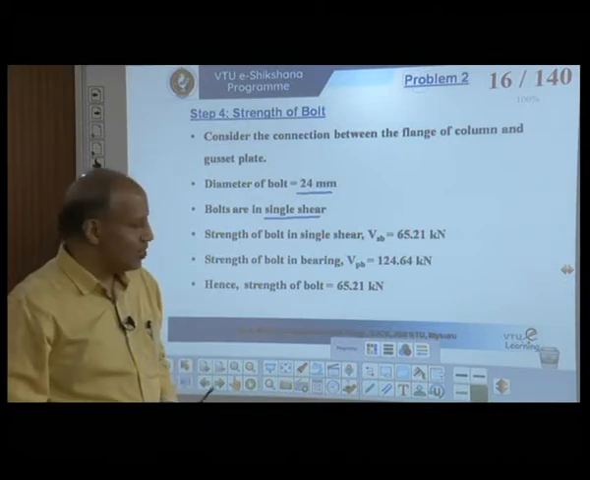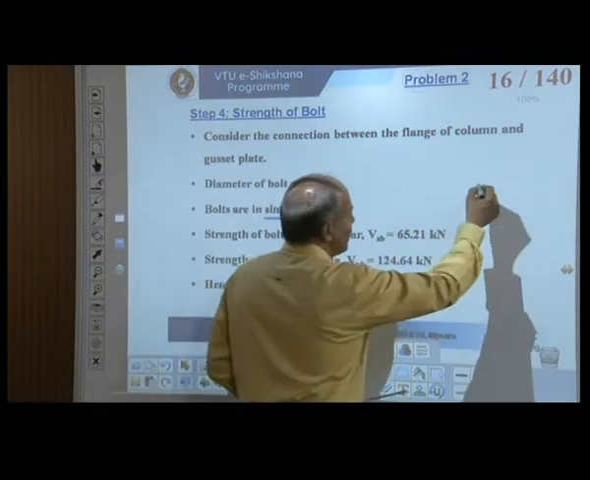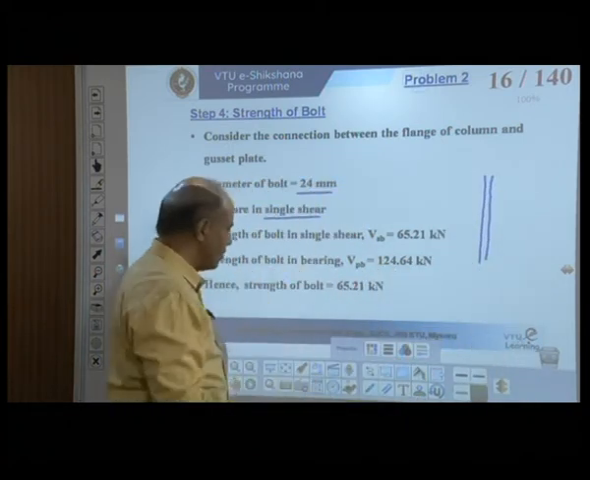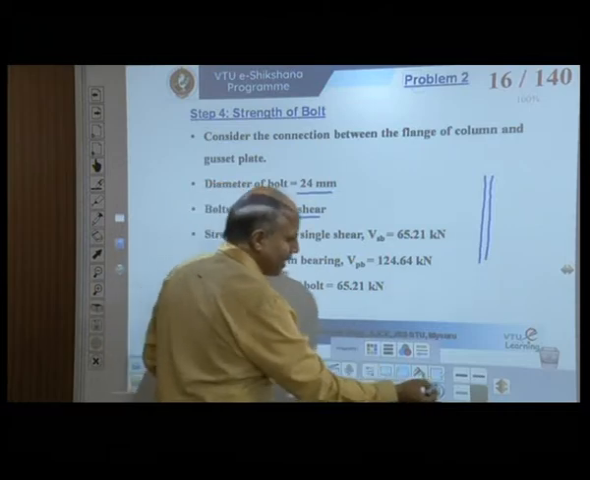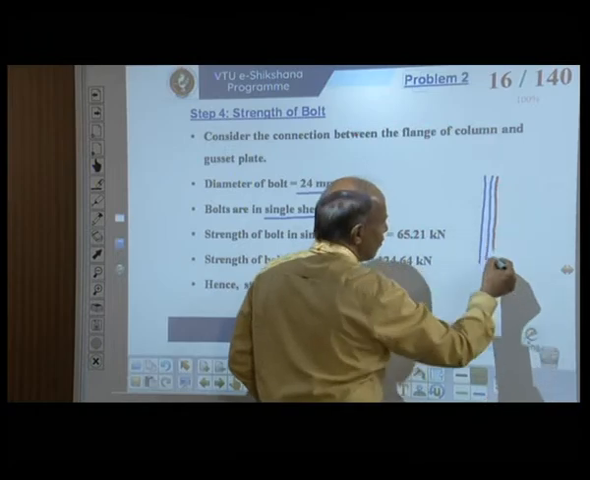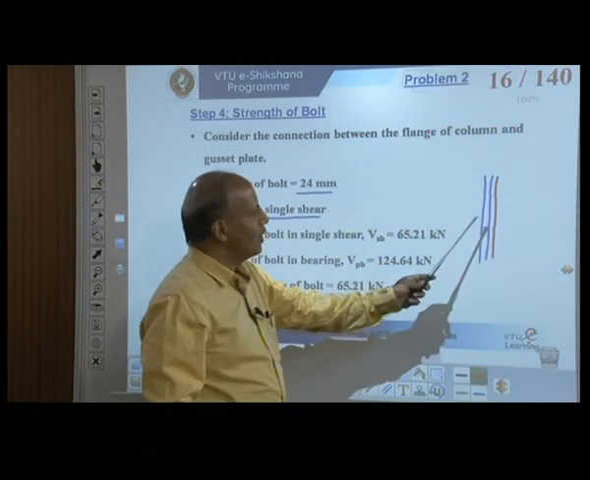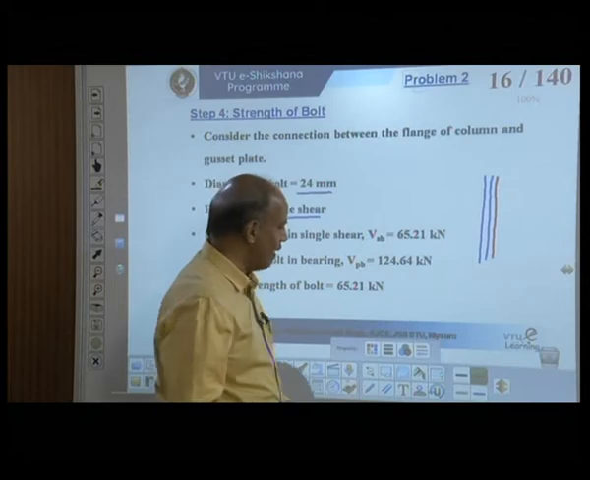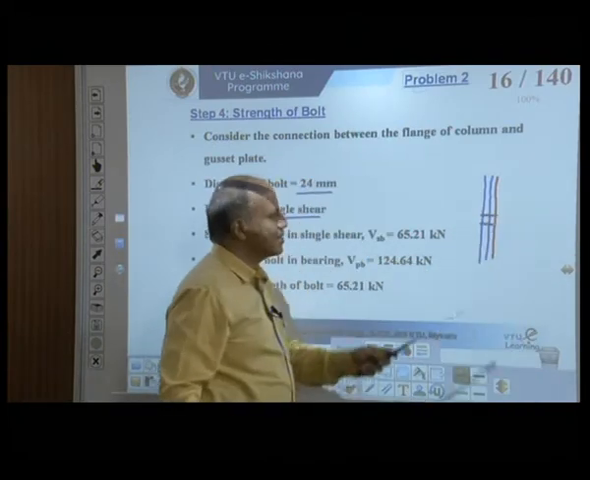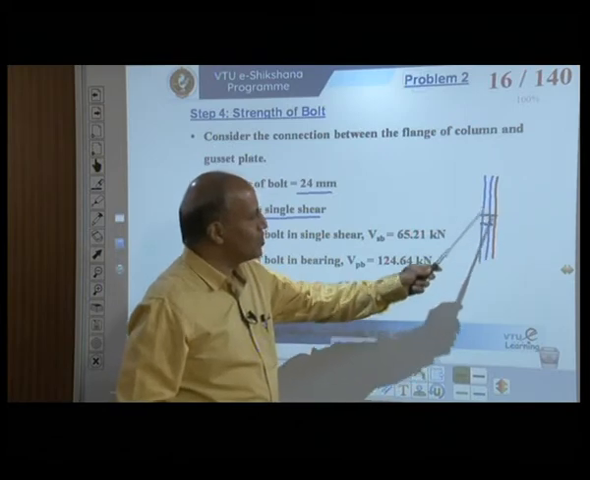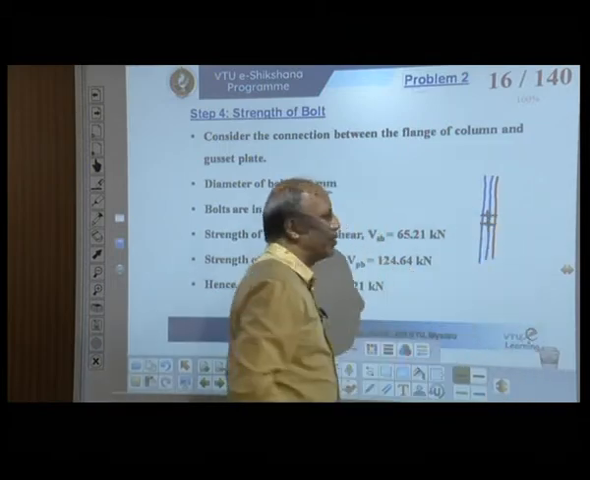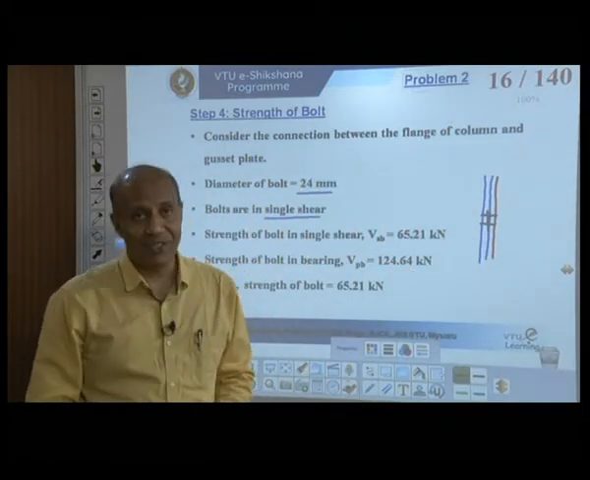Why do you say that it is single shear? So, we just try to check. That is the gusset plate that we have here. Beside the gusset plate, we will be having the column flange. If I connect a bolt here, the bolt fails at the intermediate point. So, obviously, it is in single shear.